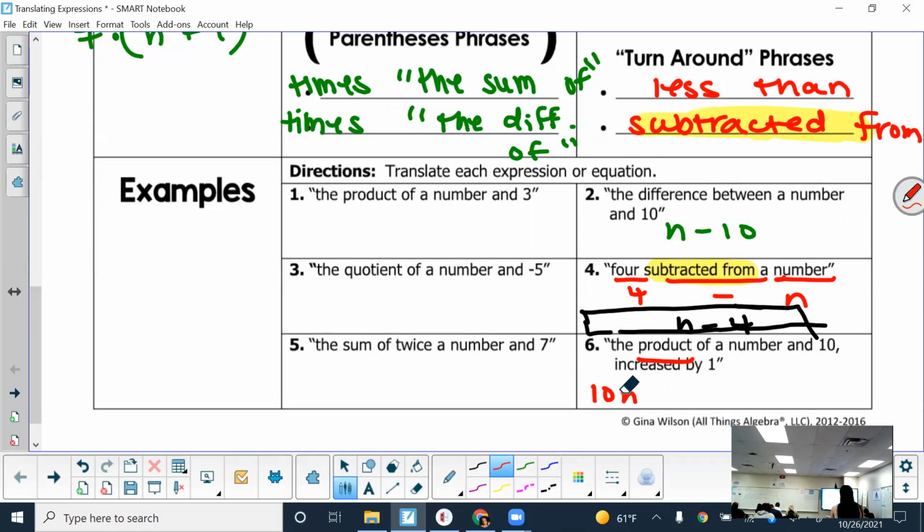I can do n times 10, I can do 10n, because for multiplication, order doesn't matter. So the product of a number and 10, and then it's increased by 1. What does increase tell us to do? To add, and what are we adding? 1. Does that make sense? Any questions? All right, so then you guys try those 3 examples that we didn't do, 1, 3, and 5.